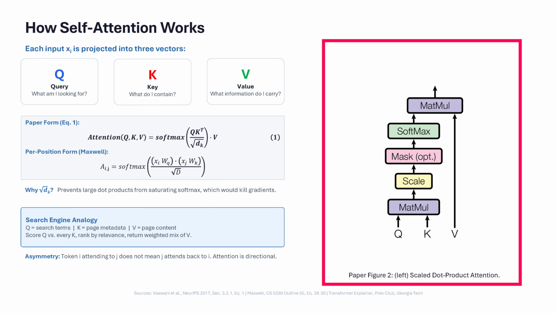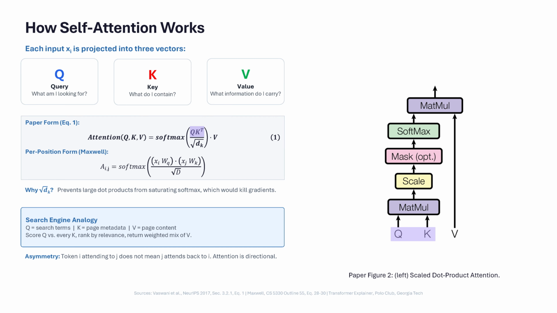On the right, you can see the flow from the original paper. Queries and keys go into a dot product, then get scaled by root d_k to prevent the values from blowing up. Then softmax converts the scores into probabilities. Those probabilities weight the values, and the weighted sum is the output. The paper writes this as one equation: Attention(Q, K, V) equals softmax of QK transpose over root d_k, times V. The unpacked version per position is below here.